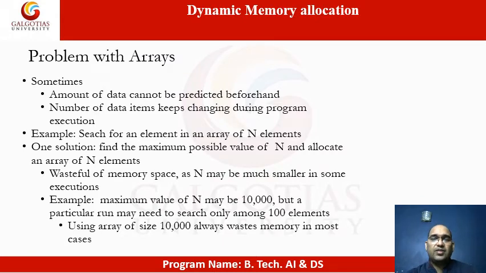Now coming to the next one, that is the dynamic memory allocation. So why is this dynamic memory allocation needed? First we will try to understand that. There is a problem with the array. So what is that problem?